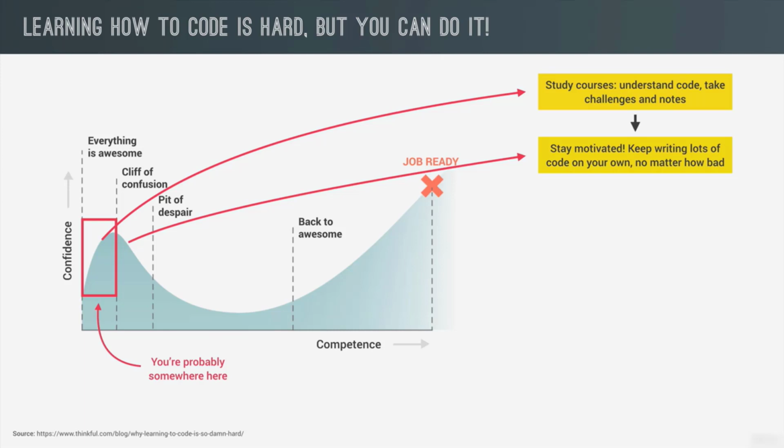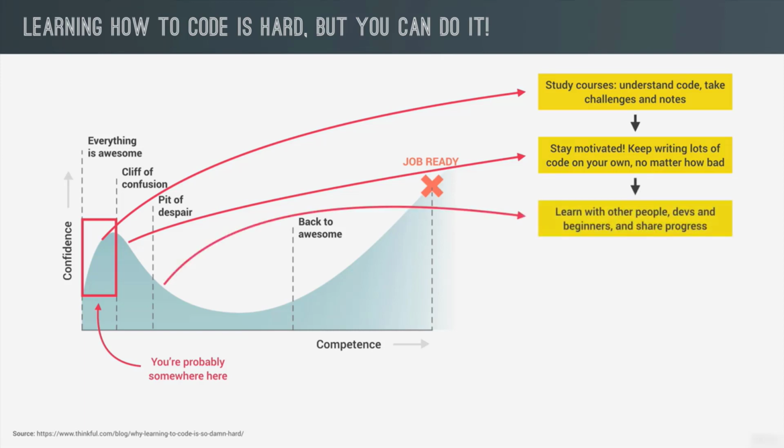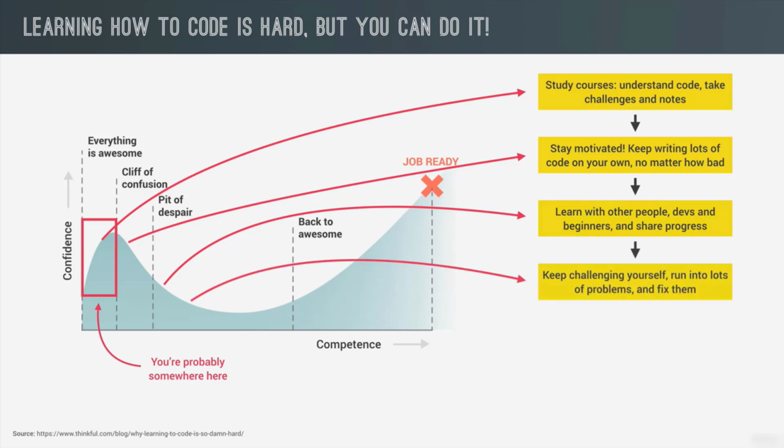You are now in the so-called pit of despair, but believe me, it's not as bad as it sounds. You might start to feel lost, but a great solution for this is to start learning with other people, like other beginners or even other developers who might mentor and help you along the way. To leave the pit of despair, you must keep challenging yourself. You cannot stop here, okay? So keep building bigger and bigger projects, run into lots of problems, and keep fixing them. You really need to have this mindset of fixing problems in order to become a web developer. It's what we do all day long, basically.